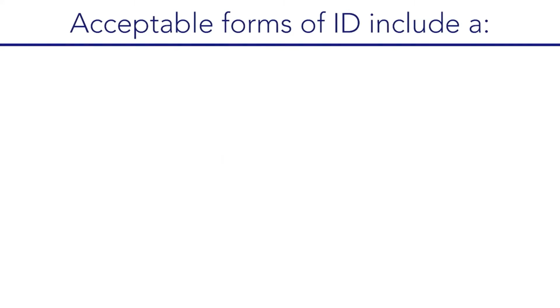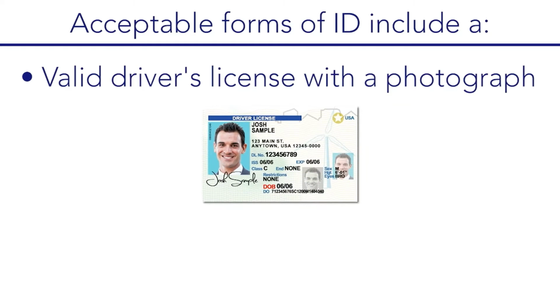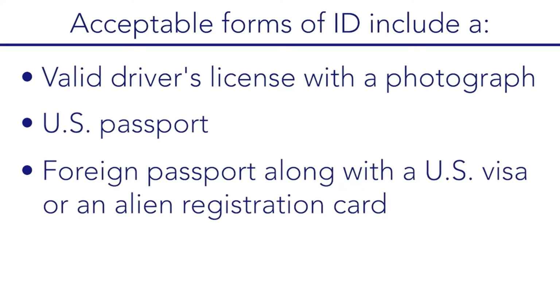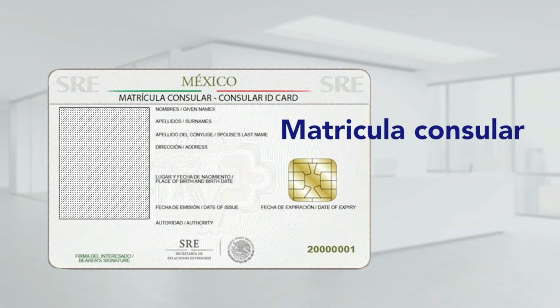Examples of acceptable forms of identification for an individual opening a new personal account include a valid driver's license with a photograph, a U.S. passport, a foreign passport along with a U.S. visa or an alien registration card. Some institutions also consider acceptable certain ID cards issued by Latin American countries known as cédula cards. Some Mexican nationals carry a card known as a matricula consular, issued by the Mexican government through its consulates.